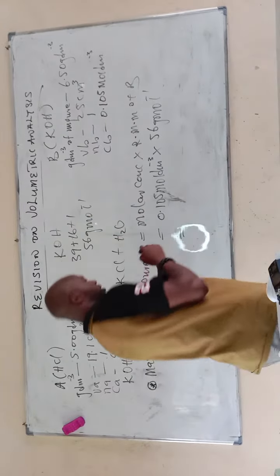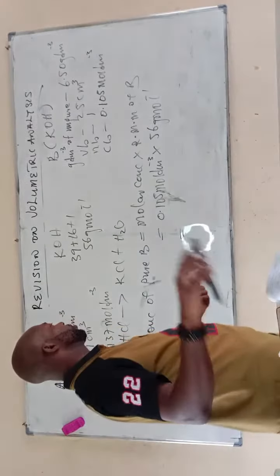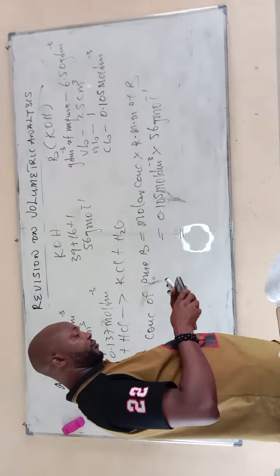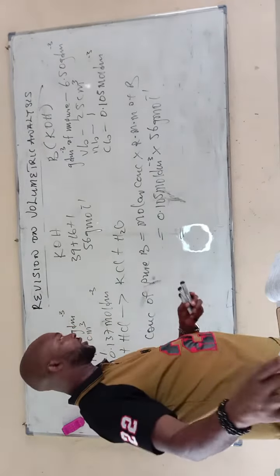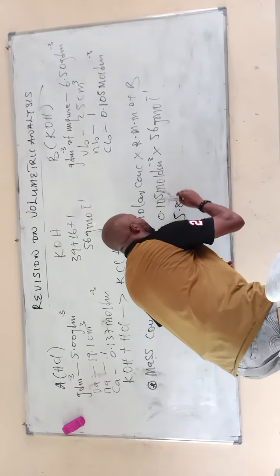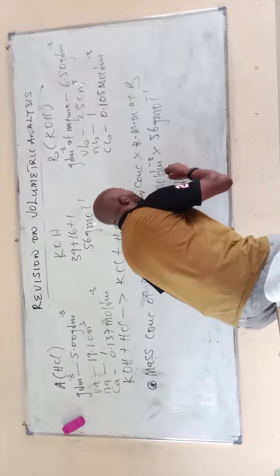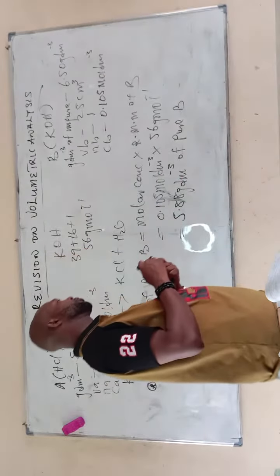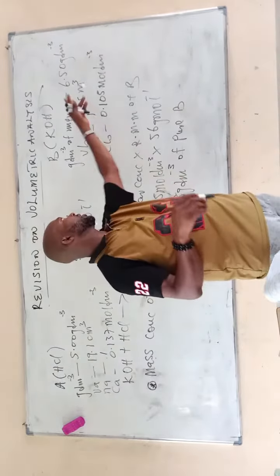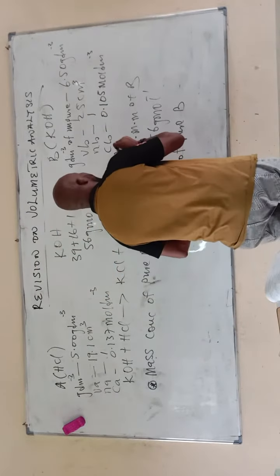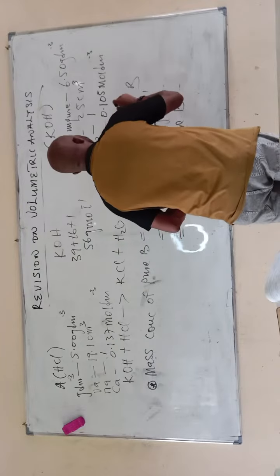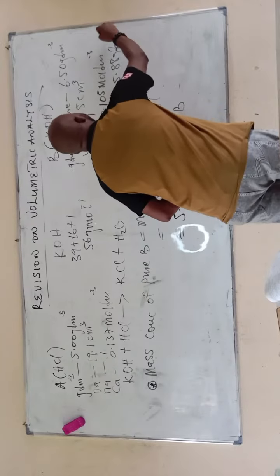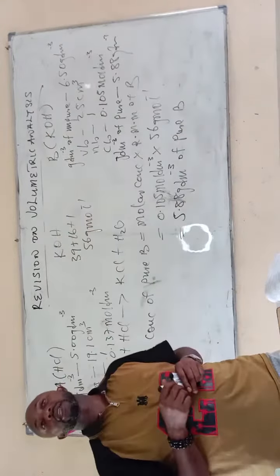So 56 times 0.105 is 5.88. So I have 5.88 g per dm cube of pure B. Like I said, it must be lower than the impure: this is 5, that is 6 point something. So g per dm cube of pure is 5.88 g per dm cube. Now we can get our formula.